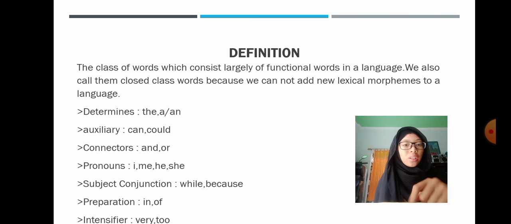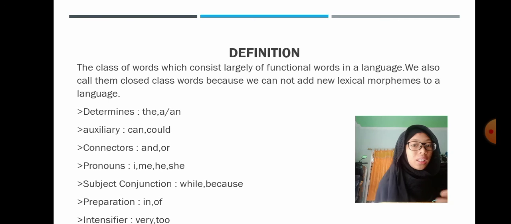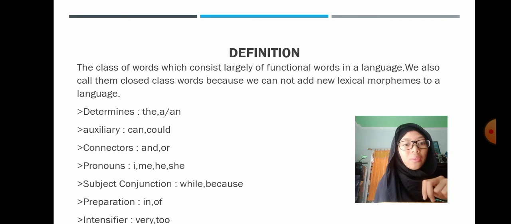For determiners, we use the, a, or an. For auxiliary, we use can, could. For connectors, we use and, or. For pronouns, we use I, me, he, she. For subordinating conjunctions, we use while, because. For prepositions, we use in, of. And for intensifiers, we use very, too.